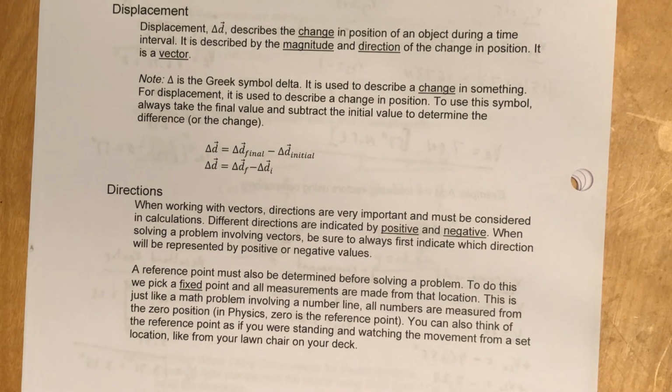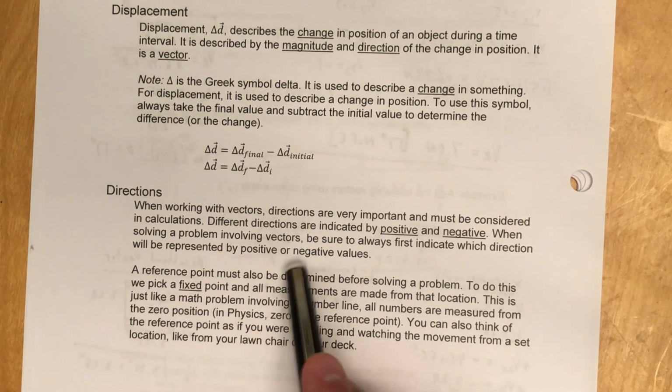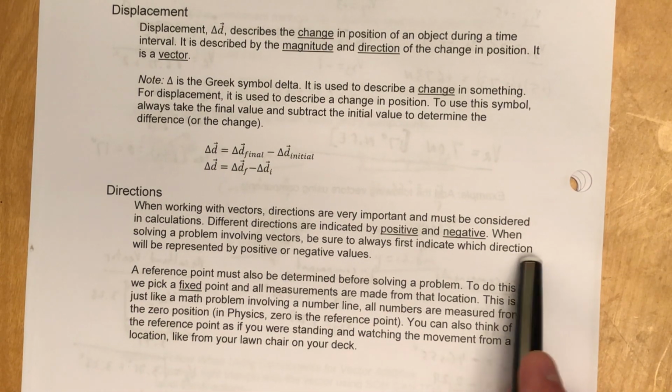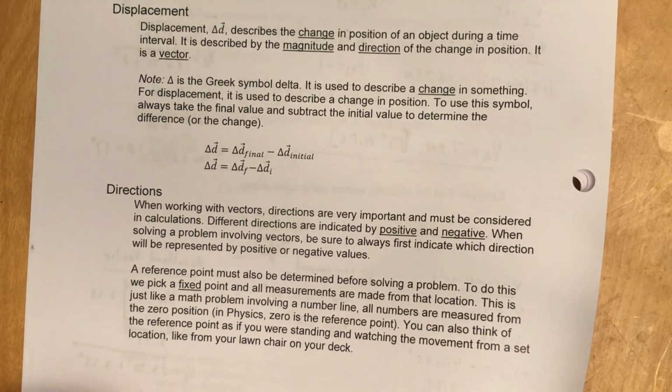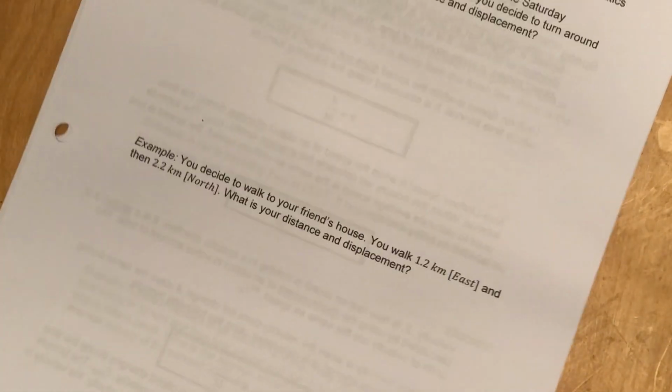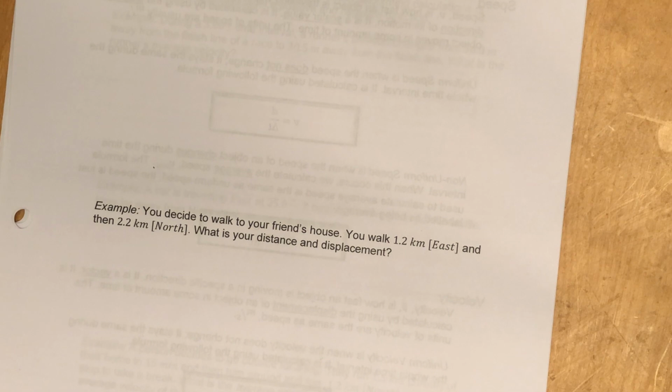It's similar to math where you have a number line and you have the numbers in the negative values, you get to 0, and you have all the positive values. So 0 is similar to a reference point in physics. And so you can also think of the reference point if you were standing and watching the movement from a set location, such as a lawn chair on your deck or at the cabin if you're so lucky to get to go to one. So let's try a couple of examples here.